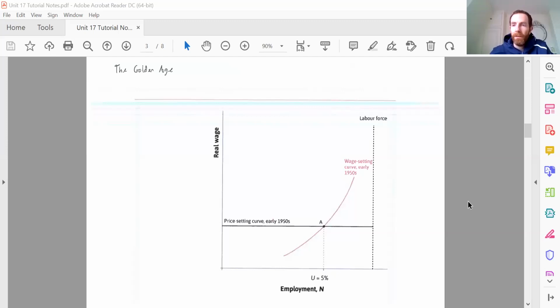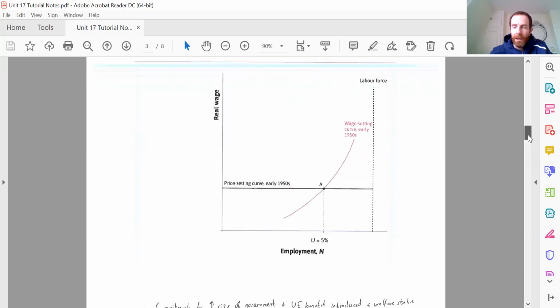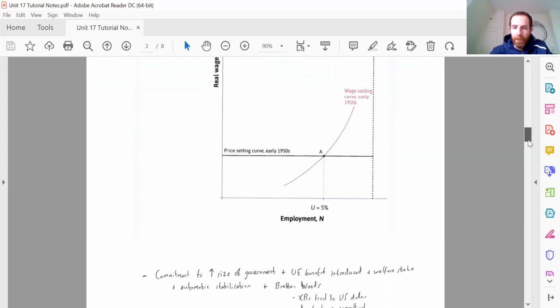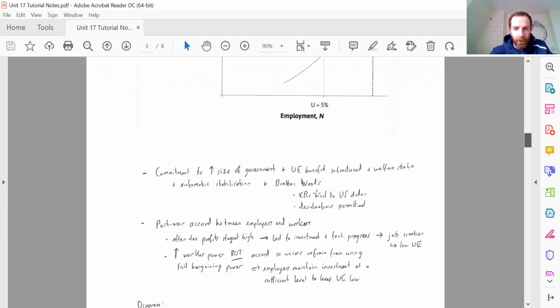Okay, so carrying on. Some of the steps taken during the Great Depression and after the Second World War led to what we refer to as a golden age of capitalism. Just to recap some of those steps before we look at interpreting this in terms of the labor market: in most countries, and particularly in the US, there was a commitment to an increased size of government, right?